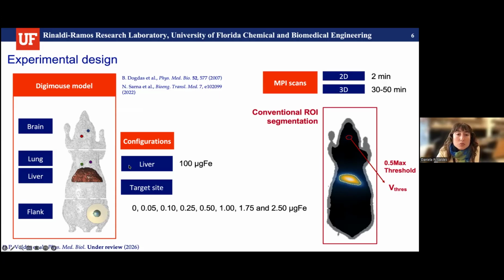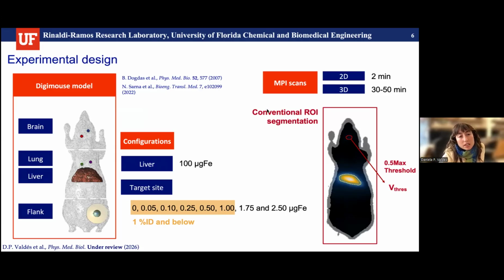For that, we chose to fill the liver cavity with 100 micrograms of iron and then have different test masses in either brain, lung, or flank. And these are the masses we chose. Of course, we're really interested in this lower range, which is below 1% injected dose, which is what we are currently encountering in solid tumors.